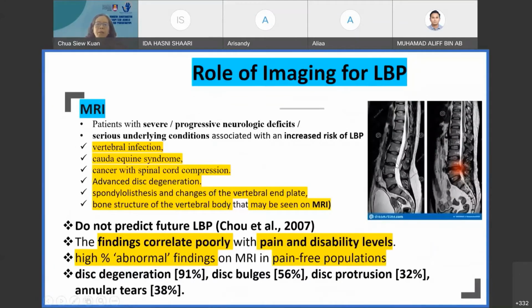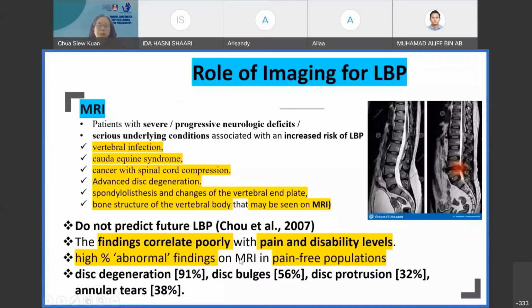Whereas for MRI, a lot of people believe, oh, MRI shows something, I must do something. But a lot of studies show that in a pain-free population, without pain, scanning with MRI shows 91% have degeneration, disc bulge 56%, protrusion 32%, and annular tear 38%. Why? Because low back pain increases with age, with wear and tear. This kind of vertebral degeneration is part of the aging process, but it doesn't mean that if you have this aging, you have more pain. So you have to deliver this information to the patient as well.